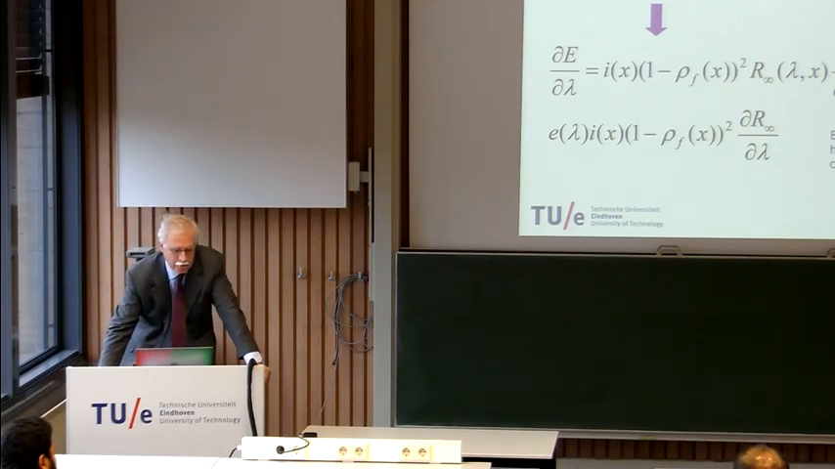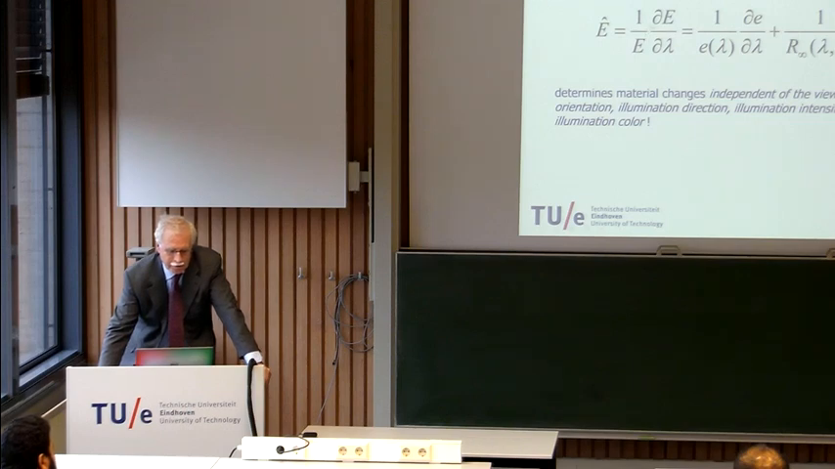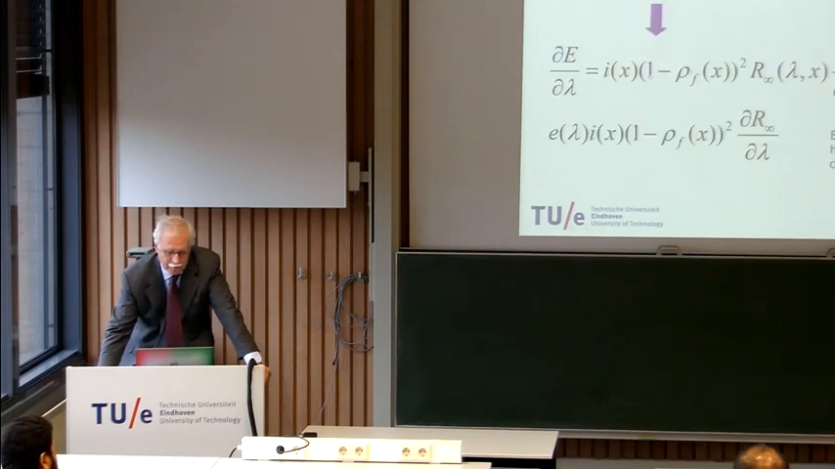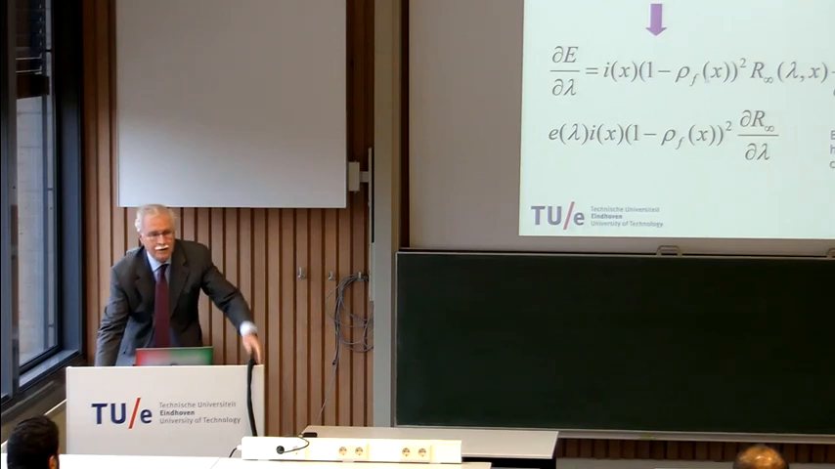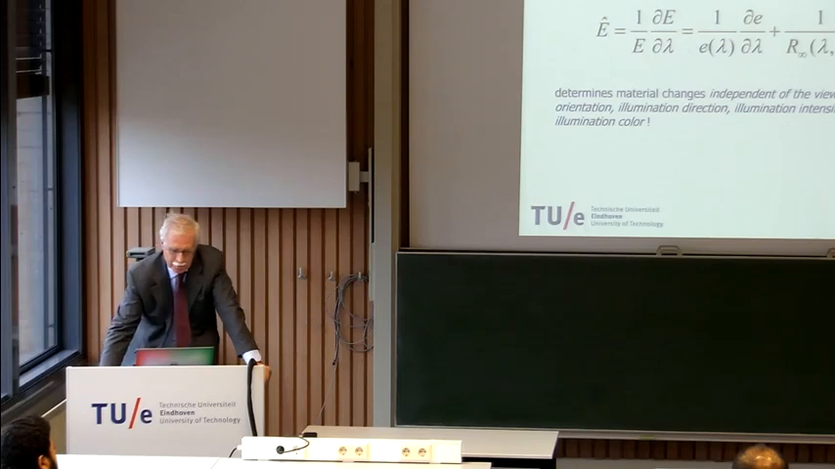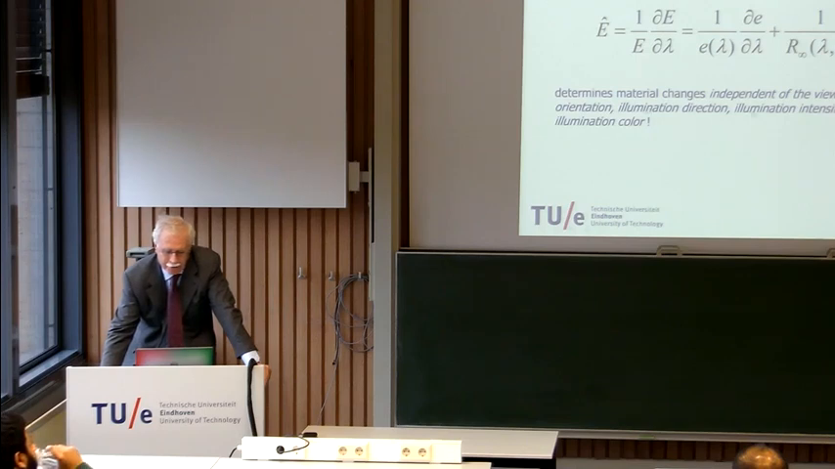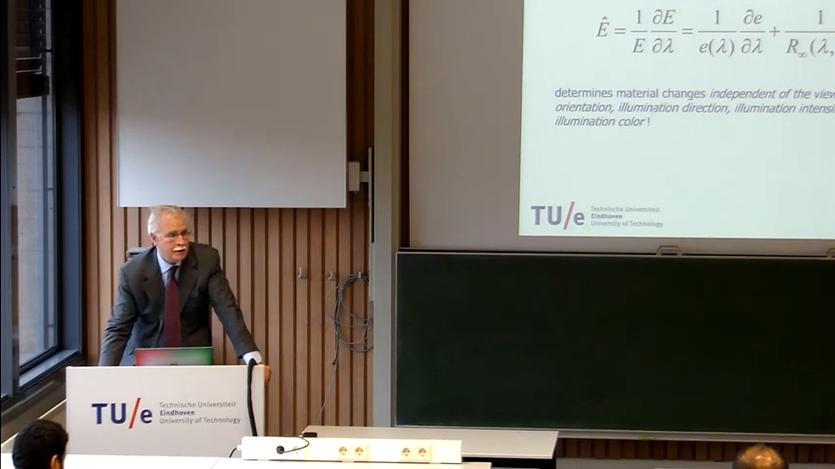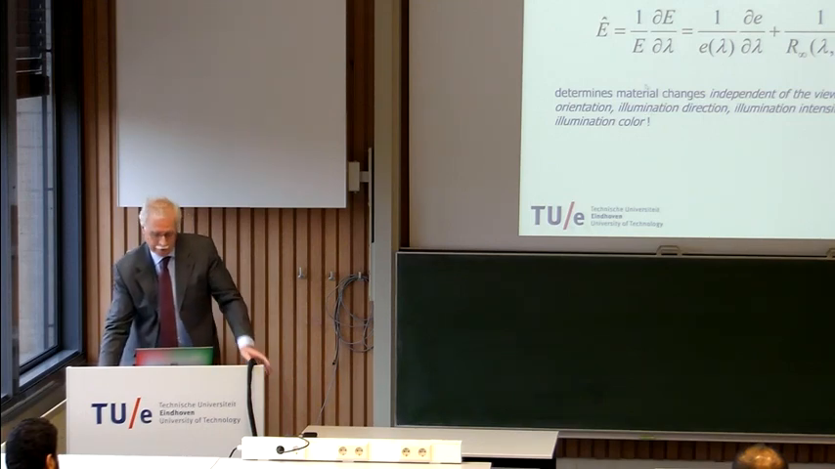So if we look at the ratio of E and dE d lambda, so we take dE d lambda divided by E, now we get this, and you see that all these geometry terms are gone. So we don't have this 1 minus rho, and this was dependent on the angle of incidence, etc. So this means it is independent of the viewpoint, the surface orientation, independent of the illuminance direction, illuminance intensity, and illumination color. That's quite nice. And with this, we're going to do some experiments, and we're going to calculate some things.